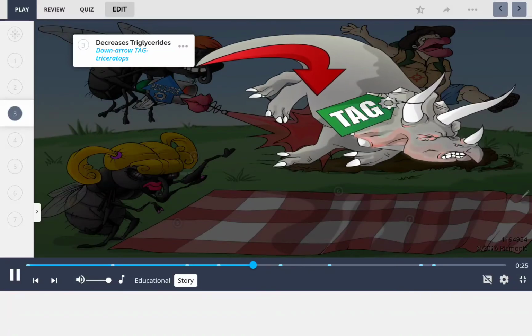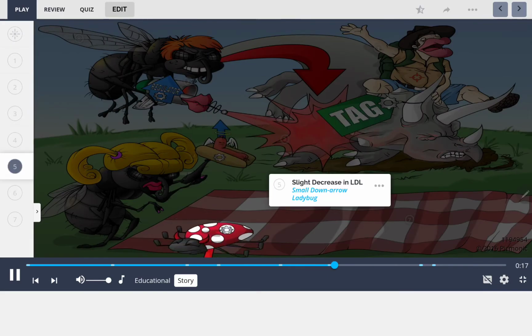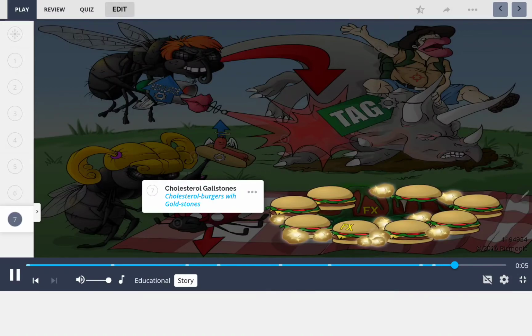Sparkle, shine. And as a free bonus, you'll get the hottest new hot dog angel, now in a miniature size. And they'll bring down any ladybugs in the blink of an eye. Wanna enjoy your delicious picnic meals worry-free? Bring in the fly brats and you can chow down on your yummy toxic green liver and cholesterol burger with goldstones anytime. Fly brats each sold separately, batteries not included. Fly brats forever!